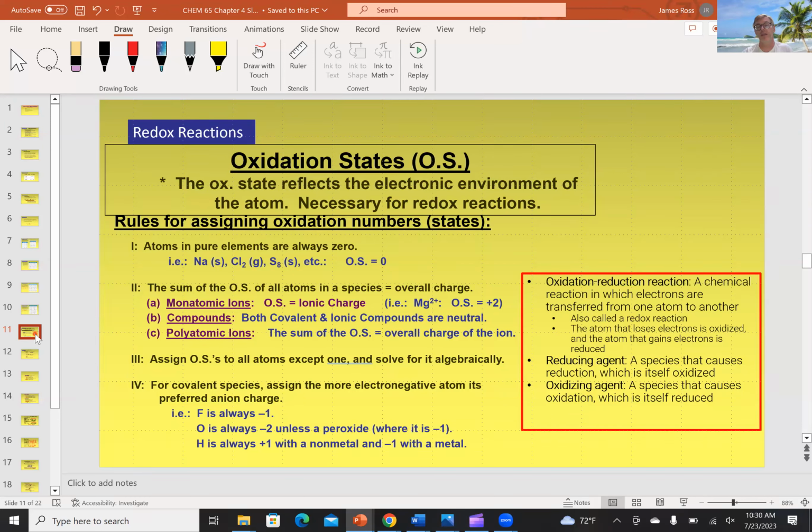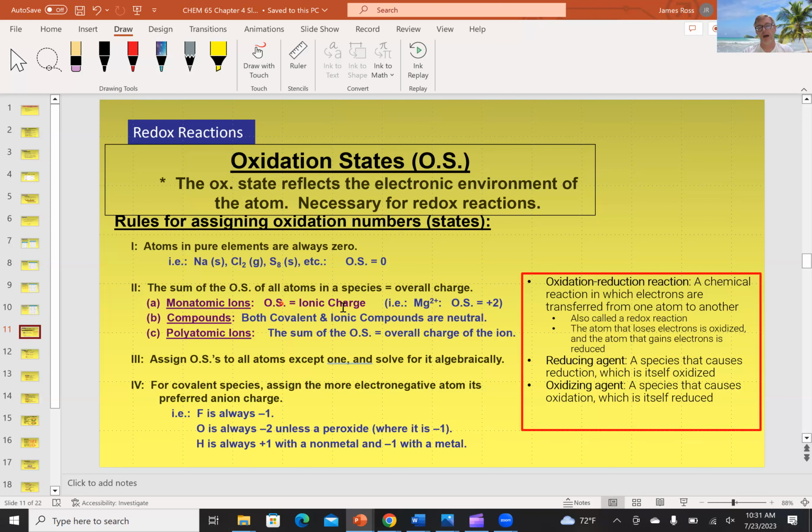But also, if we assign oxidation states to elements, we can look for evidence of redox, because oxidation states must change for there to be redox. So there's some rules that we need to know. Firstly, the oxidation state of any element, whether it be in a solid, liquid, or a gas, or whether it be in a cluster of its own kind. So for example, Cl2 is clustered with itself, S8 is clustered with itself. If it's one type of element by itself, regardless of what state it's in, solid, liquid, or gas, the oxidation state is 0.